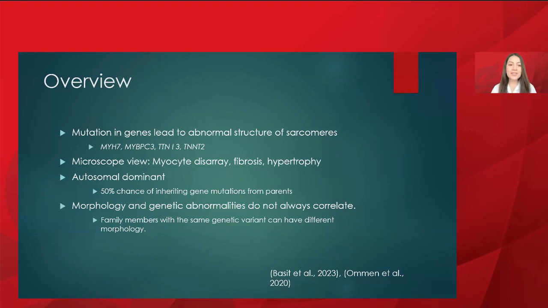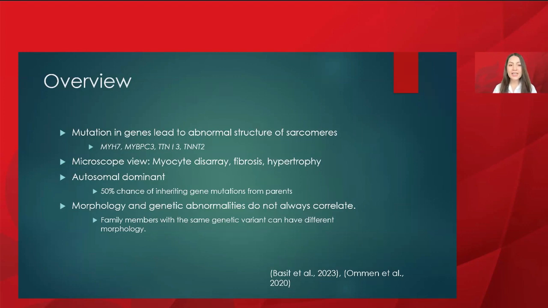So as an overview, HCM can be related to mutation of genes that lead to abnormal structure of the sarcomeres. Some well-known mutations to cause HCM are in genes MYH7, MYBPC3, TNNI3, and TNNT2. When you look at an HCM cell or sample under microscope, what you see is myocyte disarray, fibrosis, which means scarring, and hypertrophy. HCM is autosomal dominant, which means that if your parent has it, you're at 50% chance of having it. Or if you have it, your child is at 50% chance of having it as well.